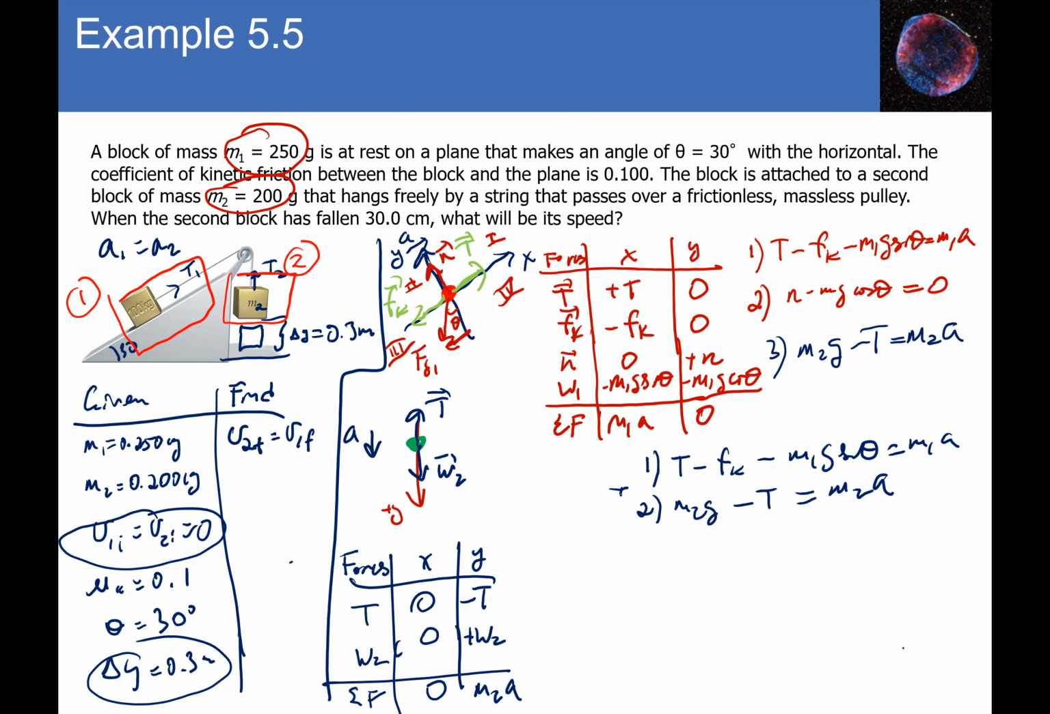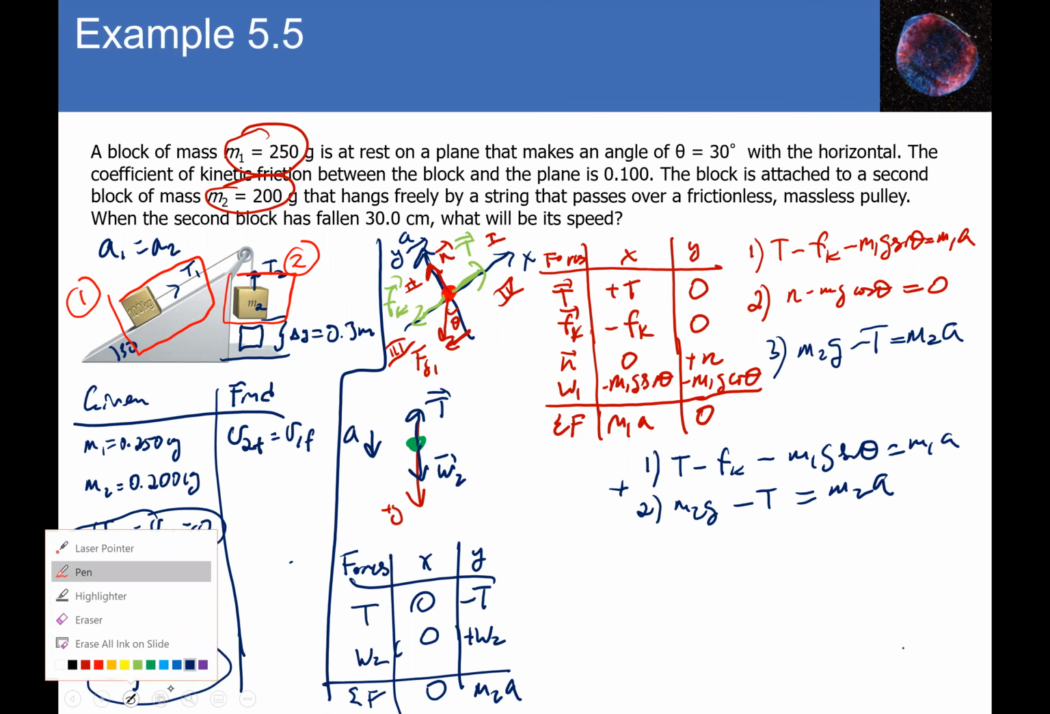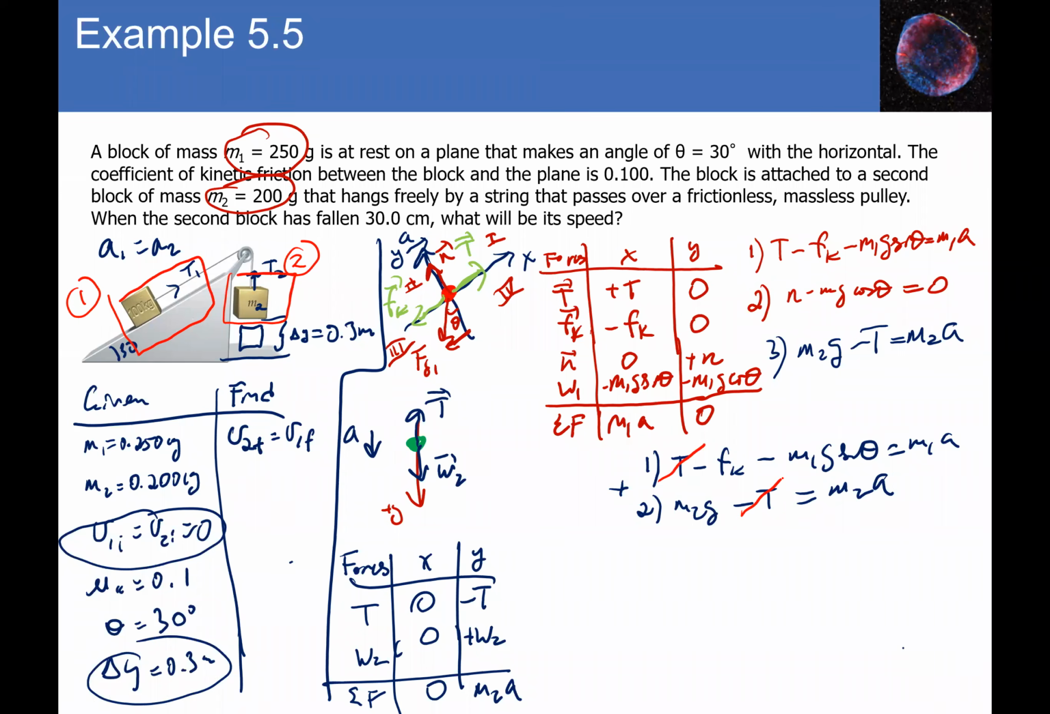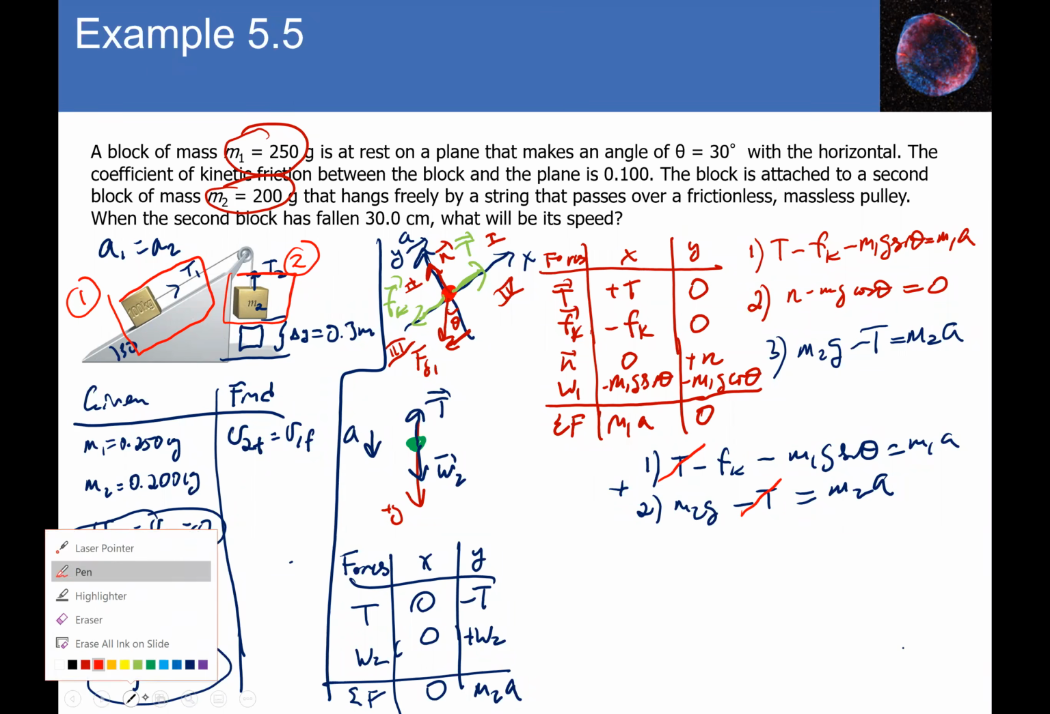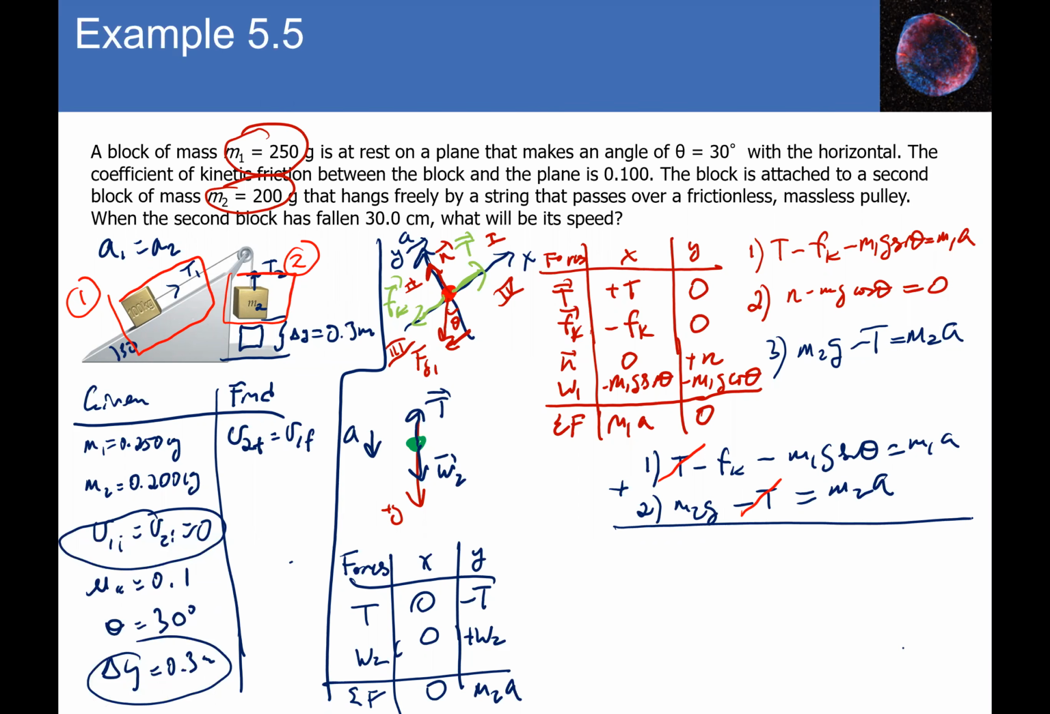And I add them together, because if I add them together, I am eliminating tension. Add those two together, you eliminate tension. And my resultant equation then becomes m2g minus f_k minus m1g sine theta equals (m1 plus m2) times a, because m1a plus m2a, I can factor out a. All right. And then technically from here, I can just solve for a because I have everything that I need. But one thing I have here is that there's f_k over there.